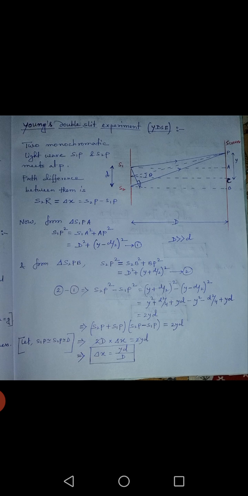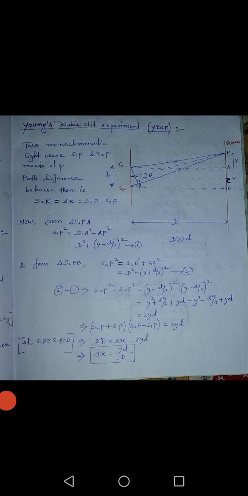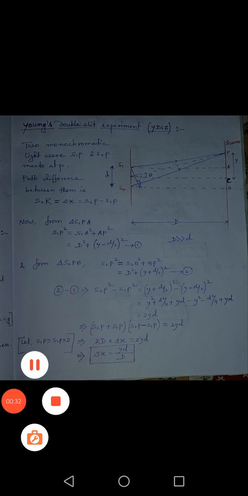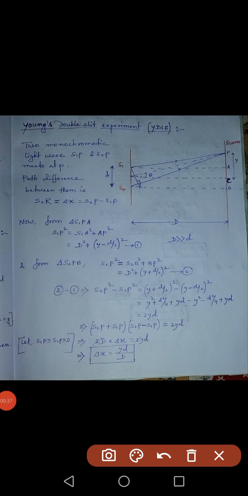Okay, now in this video we are discussing Young's double slit experiment, or in short we call it YDSE. Now see, in this Young's double slit experiment, this is the experimental setup.